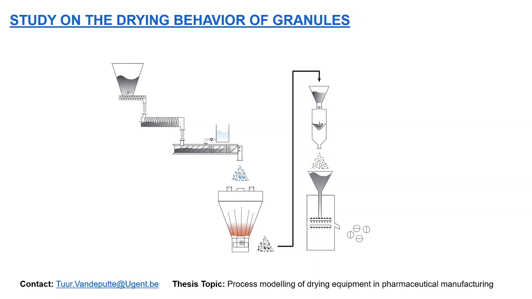After granulation, wet granules are obtained. These granules must be dried before they can be pressed into tablets. In the Consigma line, this drying step is performed by a fluid bed dryer. The drying behavior of wet granules is a complex mechanism, influenced by various factors.